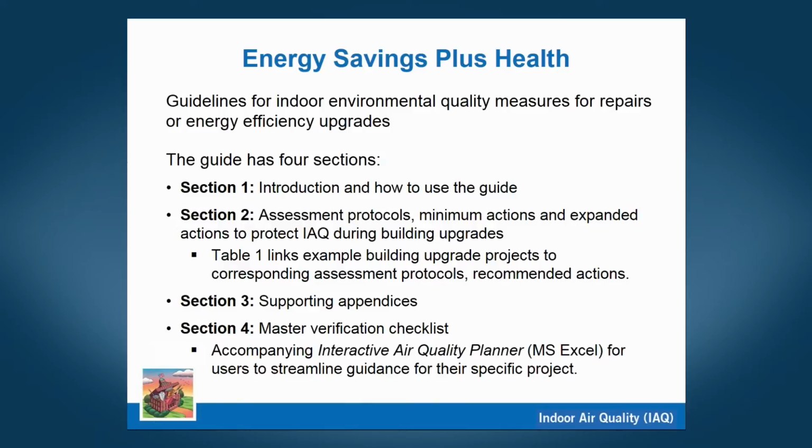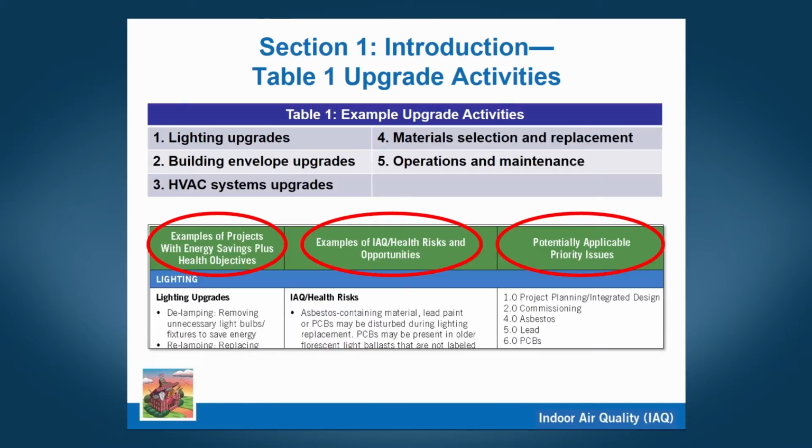Section 3 has 3 appendices, and Section 4 is about a master verification checklist. So you don't have to shuffle through papers to find a specific priority issue for a specific retrofit. So Section 1, Introduction. I already told you about Table 1, upgrade activities. At the top, you see the 5 main sections or examples of upgrade activities, starting with lighting upgrades, and you can also use this guide for your daily operations and maintenance activities, as well as preventative maintenance activities.